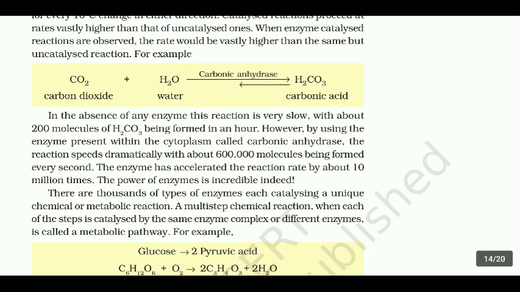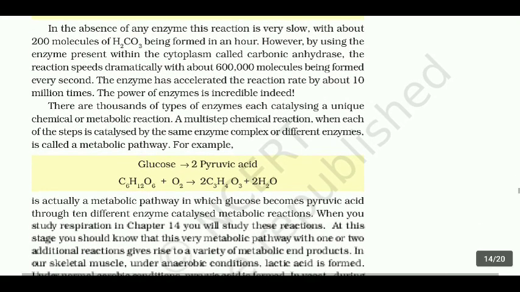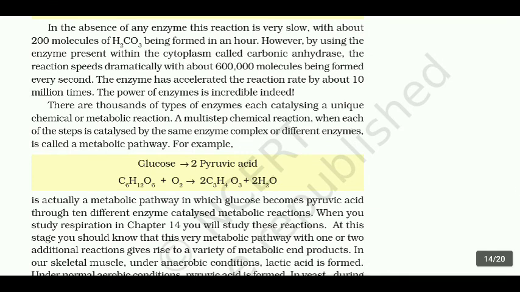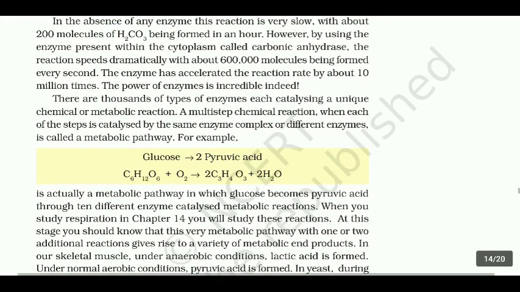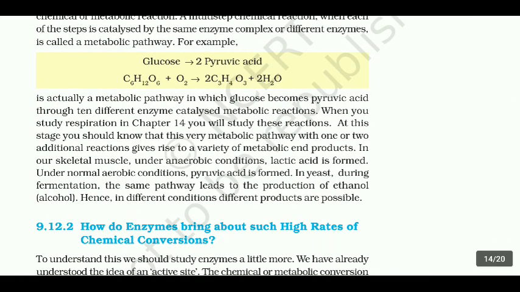Incredible indeed. There are thousands of types of enzymes, each catalyzing a unique chemical or metabolic reaction. A multi-step chemical reaction, when each of these steps is catalyzed by the same enzyme complex or different enzymes, is called a metabolic pathway. For example, glucose gives pyruvic acid: C6H12O6 plus oxygen gives CH3COCOOH plus 2H2O. This is actually a metabolic pathway in which glucose becomes pyruvic acid through 10 different enzyme-catalyzed metabolic reactions. When you study respiration in chapter 14, you will study these reactions.